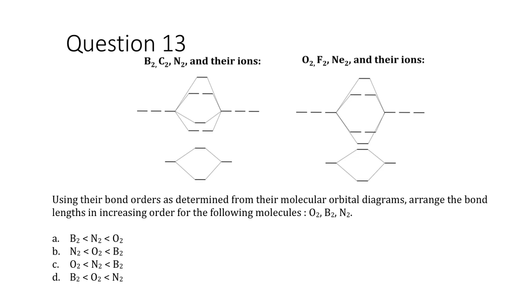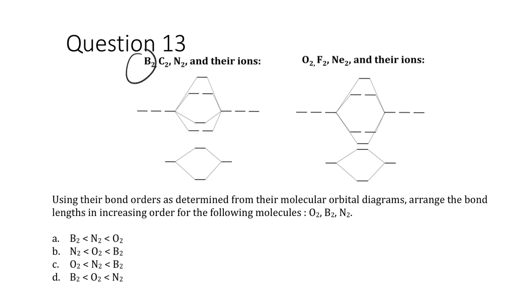Using their bond orders determined from their molecular orbital diagrams, arrange the bond lengths in order for the following molecules: O2, B2, and N2. So we're trying to put these molecules in order of bond length using their bond length trends, or their bond orders we get from their MO diagrams.